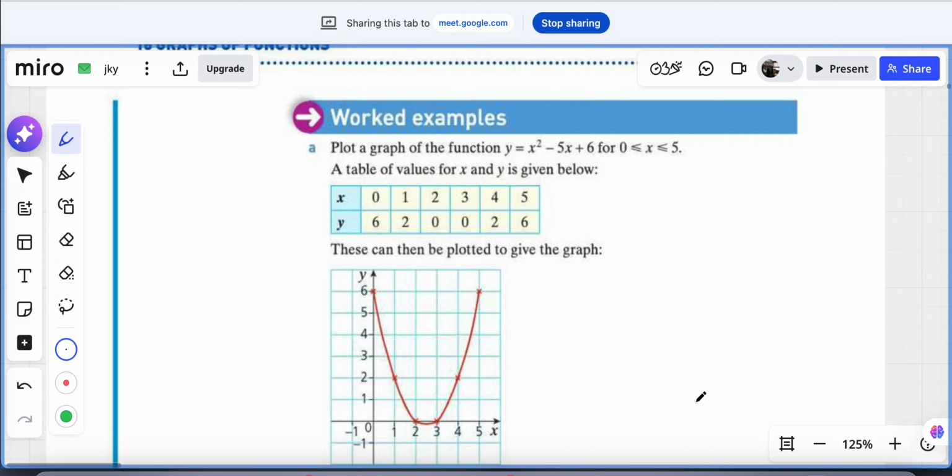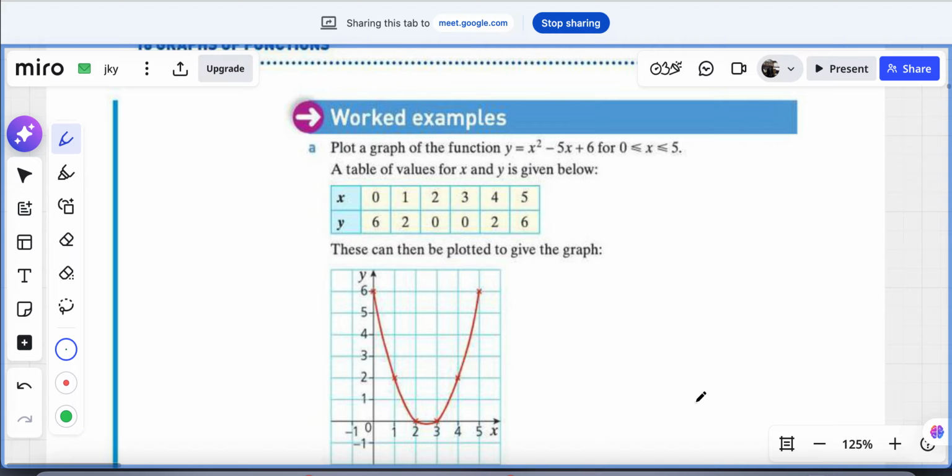Okay, then the next is to substitute 2 into this equation. Anywhere you see x, you put 2. So 2 squared, you get 4, minus 5 times 2, that's 10. So 4 minus 10, you get -6. -6 plus 6, you get 0. That's how we got 0 for the value of y.